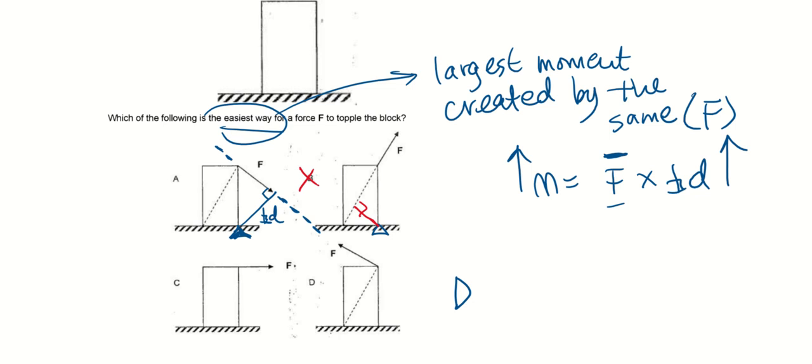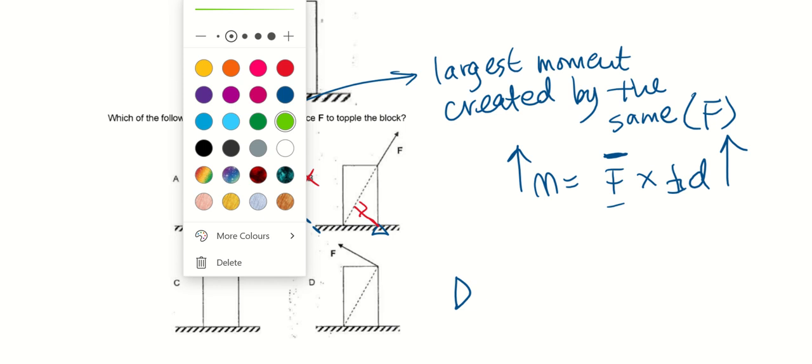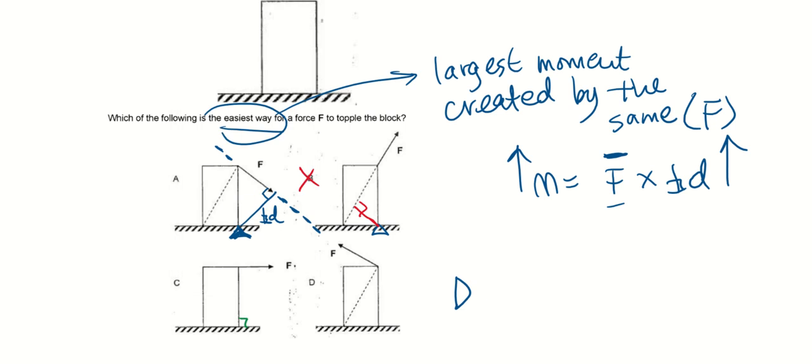For which one? A, B, C, or D? It will be a clockwise movement. How about C? C is pretty obvious, right? C's perpendicular distance will be this. So far, which one is the largest? A, B, or C?